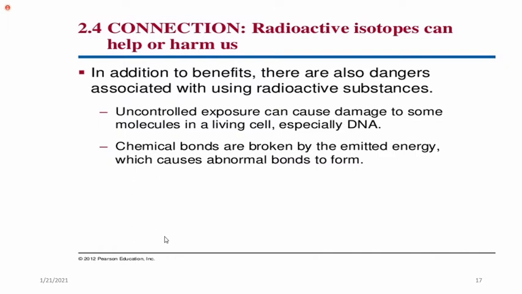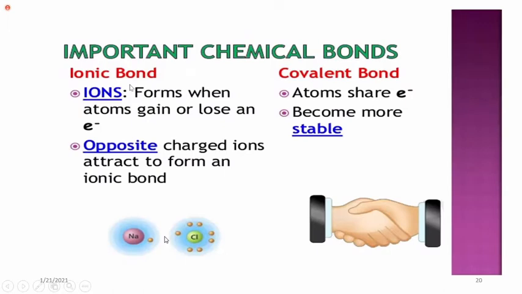What is seen here? Chlorine has 7 electrons in the outer shell, whereas sodium has only one. So sodium easily gives up its electron, and there will be formation of sodium chloride by ionic bonds.